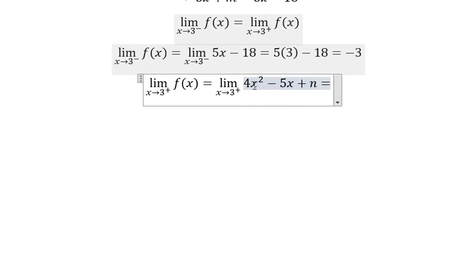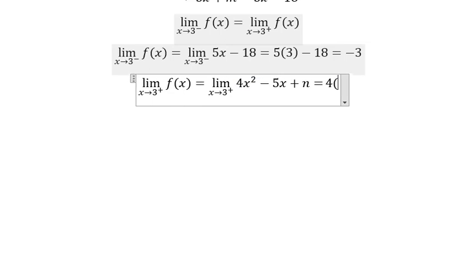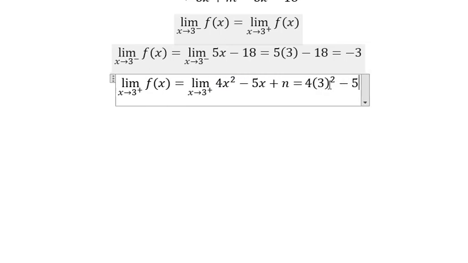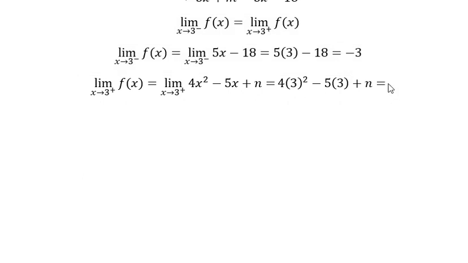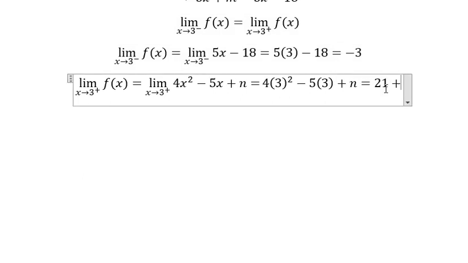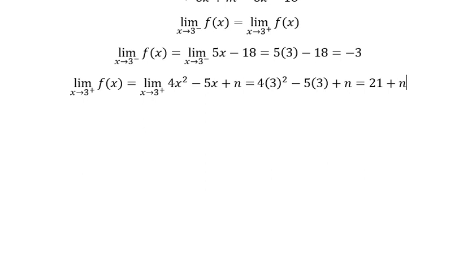So I will put number 3 here, number 3 here. We have 21 plus n. So we have this equation. And now I will move number 21 to the left.